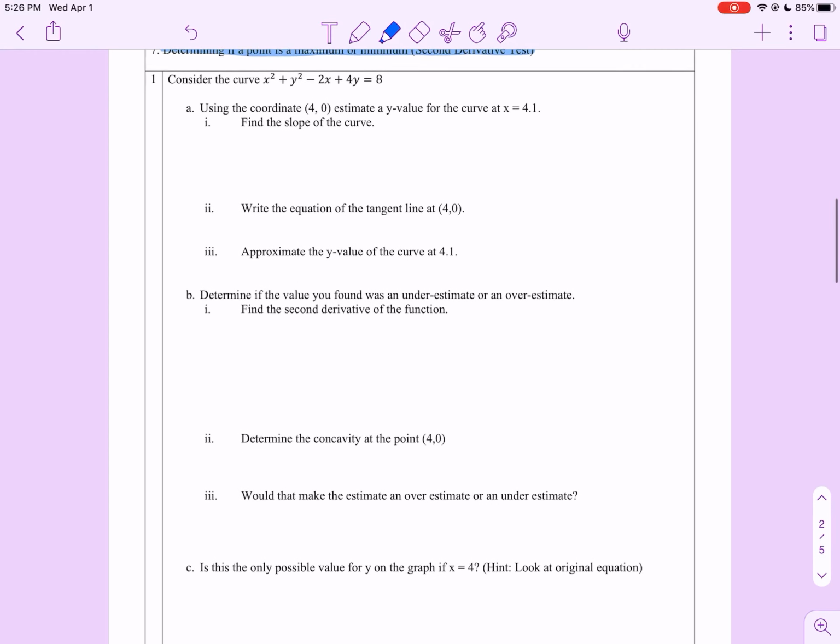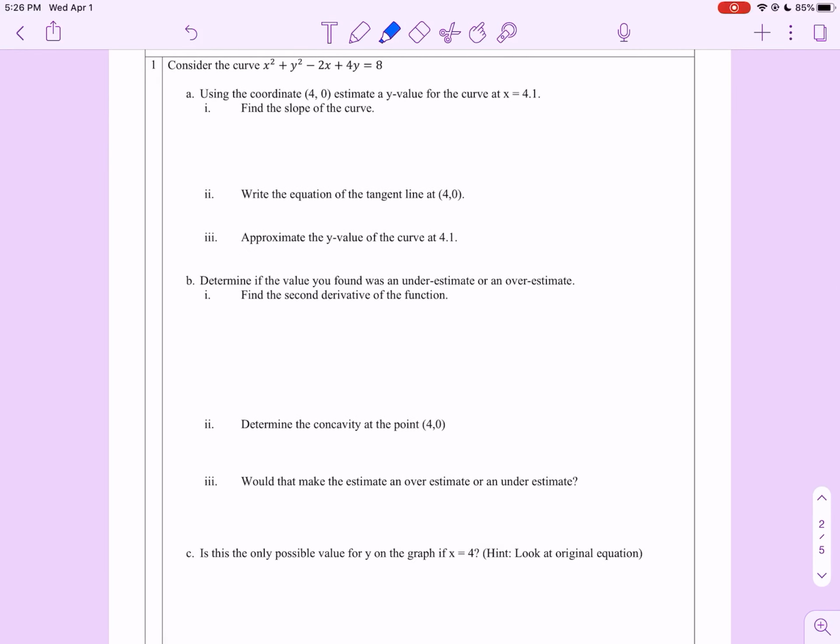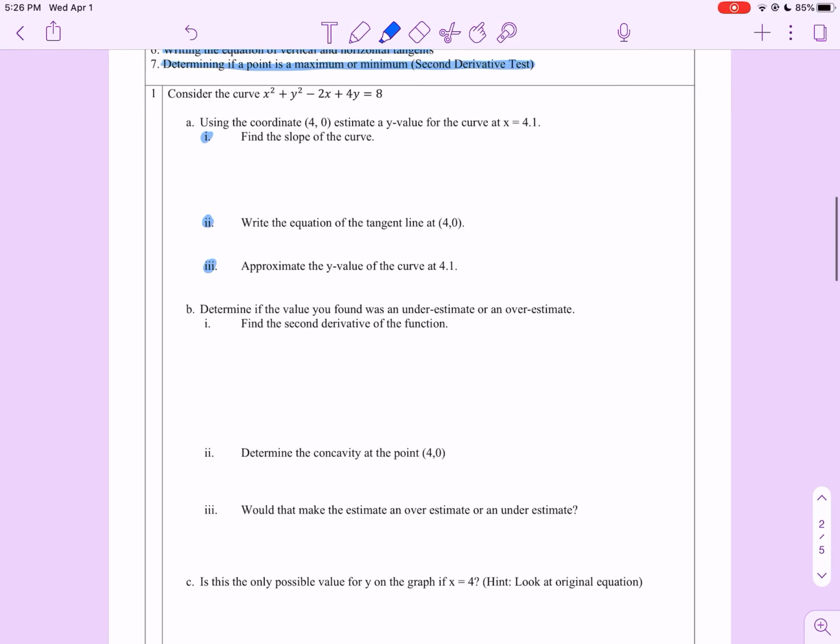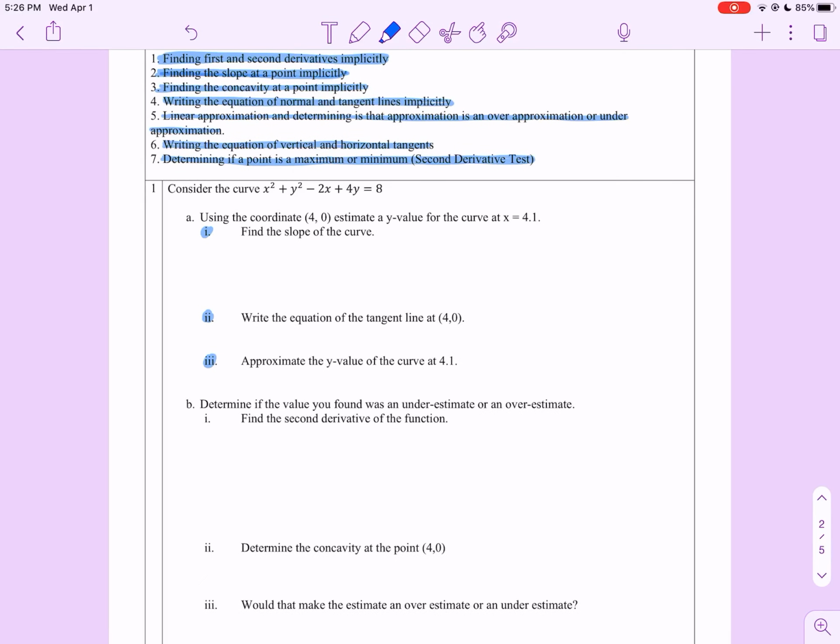While some of these examples may look a little bit longer, what they're actually asking you to do is fairly simple. In fact, each of these little steps here are walking you through how to answer the larger question. For example, if you take a look at example number 1 here, it says consider the curve given by the equation. Using the coordinate 4, 0, estimate a y value for the curve at x equals 4.1. The first thing you would need to do to answer that question would be to find the slope of the curve, or to find dy dx.